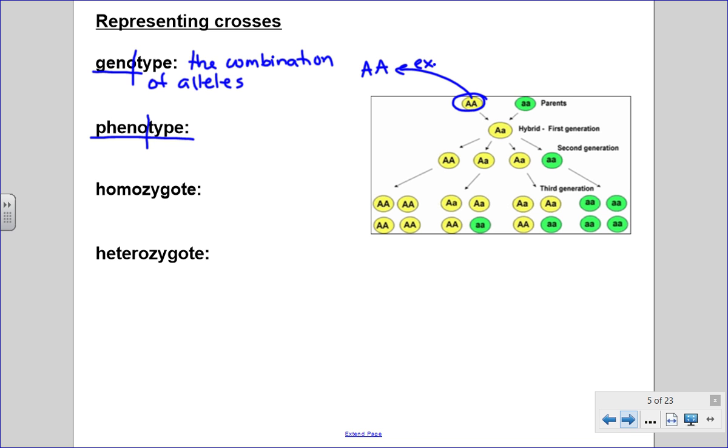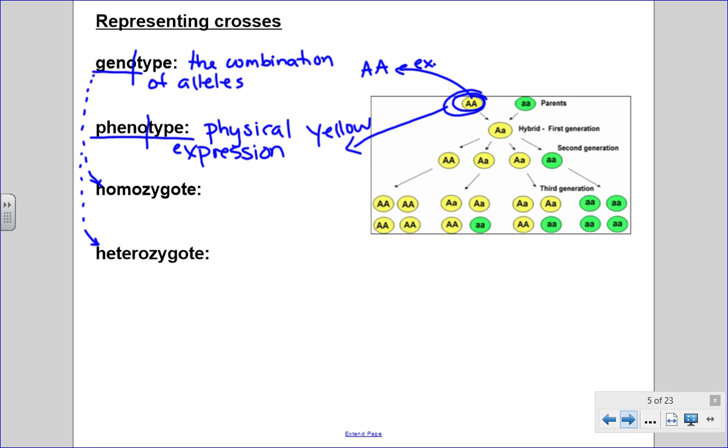So phenotype is going to be the physical expression. So if I were to look at this same example and choose this same organism, I would say that its phenotype is yellow. So I'm not saying anything about what genes it has, whether it has dominant or recessive genes. I'm saying what it looks like. The next 2 words describe what type of genotype you have. So if I had to say, these 2 words are like subcategories of the word genotype.